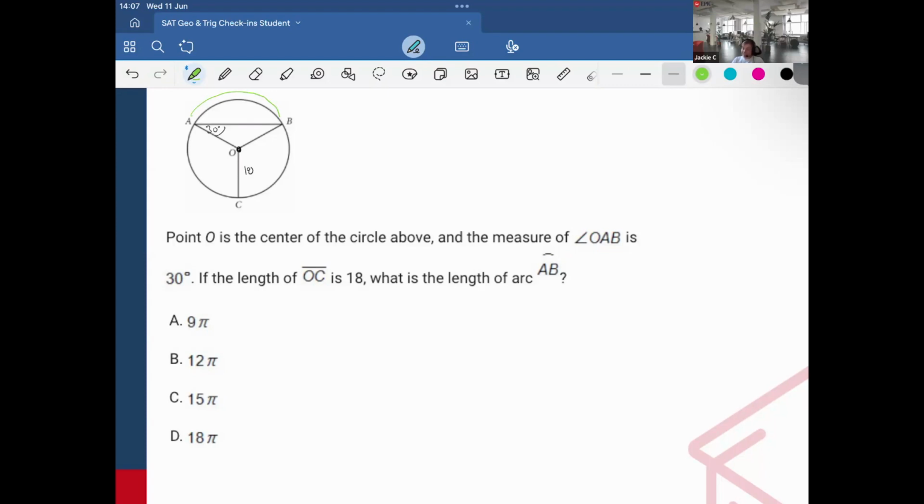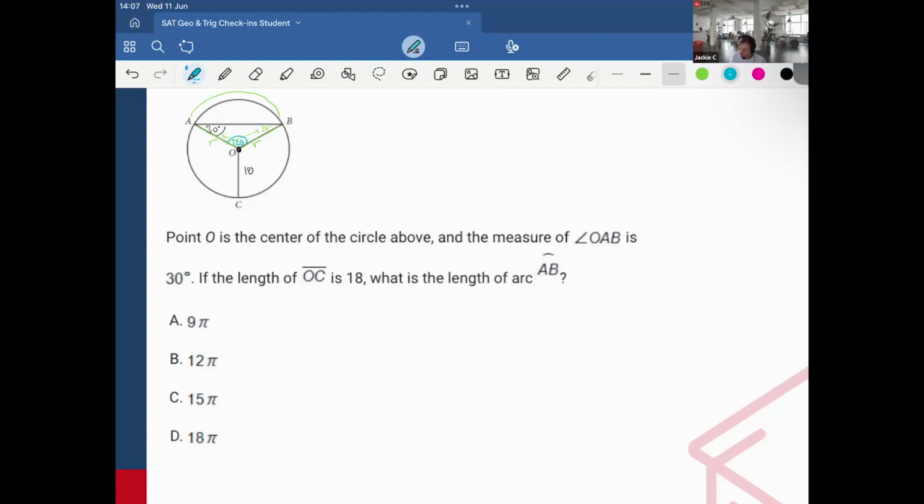Okay, so first, we can find that. This is 30 degrees, but since both of these are the radius, then I know for sure, similar to what we saw in lines and angles, that the sides are opposite to their corresponding angles. So if this is 30 degrees, then this will also be 30 degrees. And then with that information, this must be 120 degrees, because 120 plus 30 plus 30 is 180 degrees.